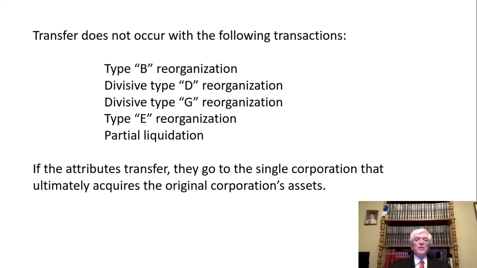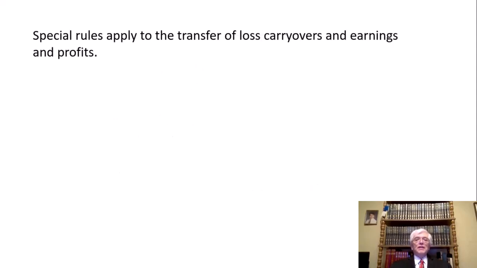If the attributes transfer, they go to the single corporation that ultimately acquires the original corporation's assets. So there you go. That's why we can't do it with a divisive D, because in a divisive D, there is no one corporation that acquires the original corporation's assets. They get divided up. We have special rules that we want to look at for the transfer of loss carryovers and also earnings and profits. So we're going to spend some time on those two specific types of attributes because of the special rules.